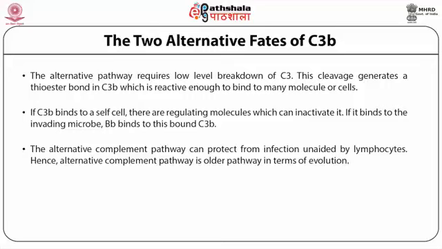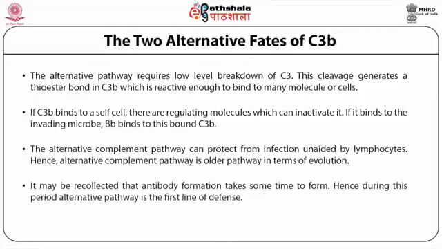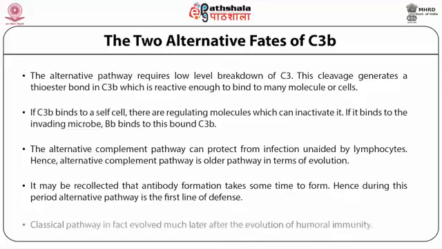Actually, the alternative complement pathway is the older pathway in terms of evolution. It may be recollected that antibody formation takes some time. Hence, during this period, the alternative pathway is the first line of defense. The classical pathway in fact evolved much later, after the evolution of humoral immunity.